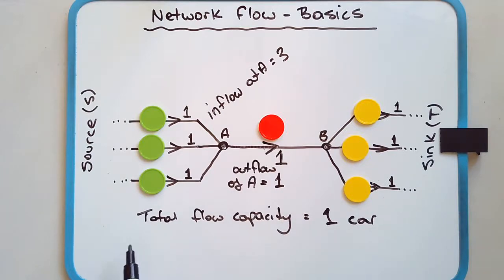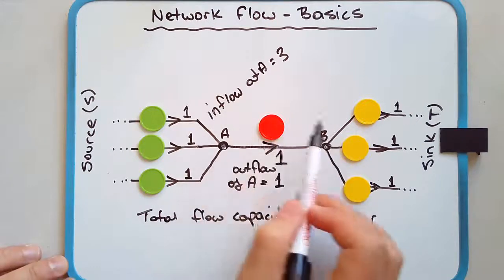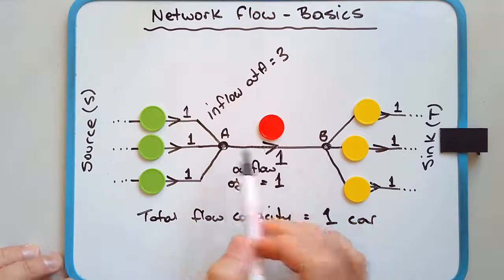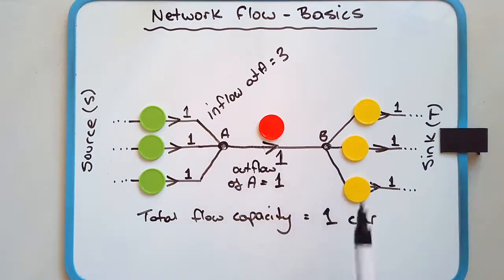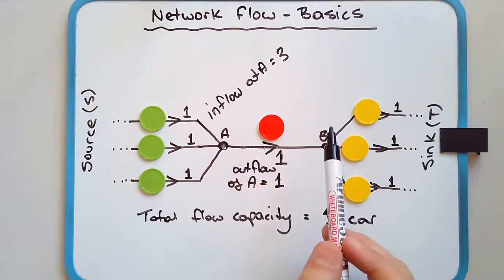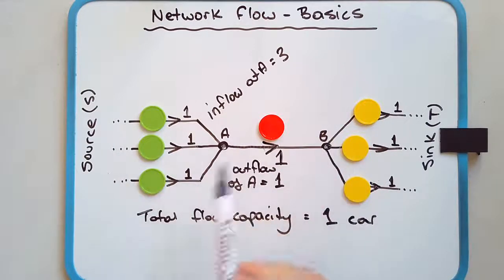Likewise, the total flow capacity of this entire network would be 1, because it's limited by this edge AB here. When we talk about flow capacity, it's the entire network. We can see from this very simple example that it's going to be 1 car.